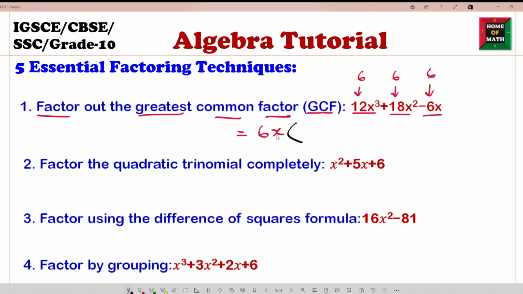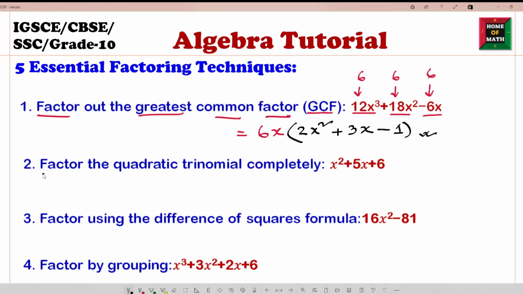So once we take common, 12 divided by 6 will be 2, and x cube divided by x will be x square, plus here is 18 divided by 6, it will be 3, x square divided by x, and we get only x, minus once we take common 6x, here is only 1, and this is our answer. So we are doing just the common factor.